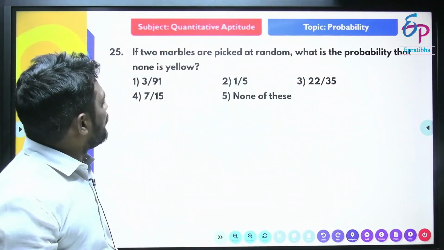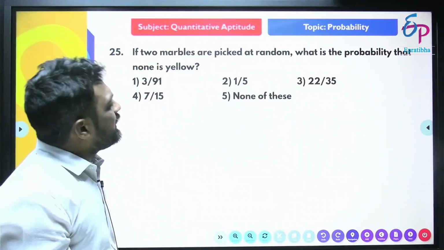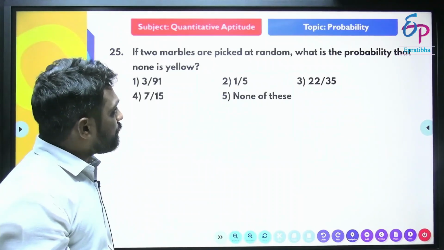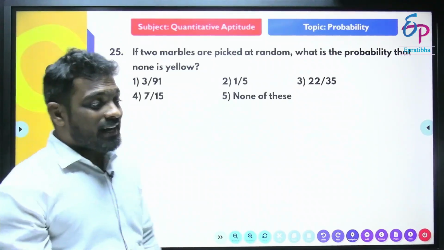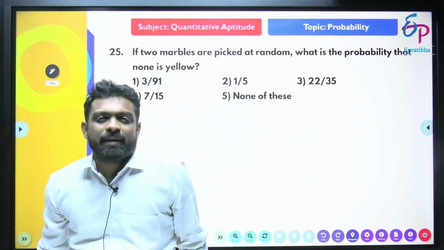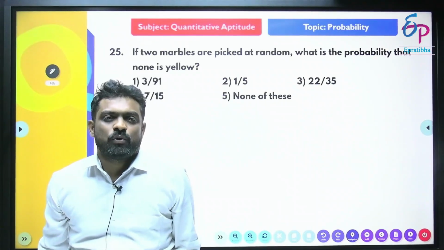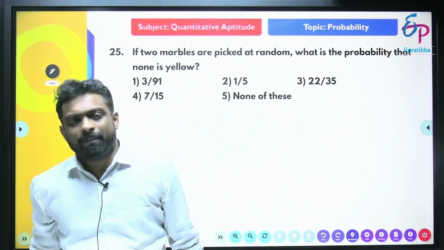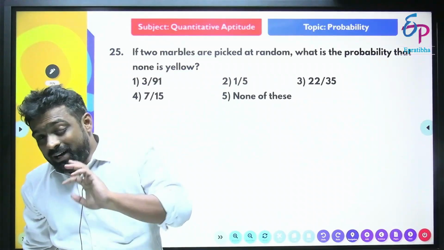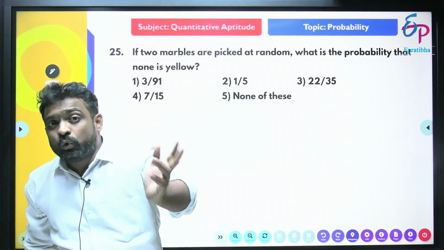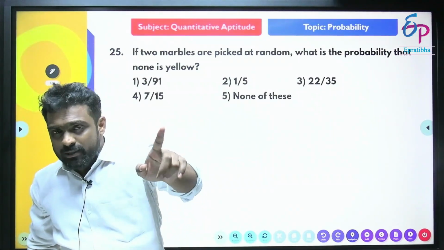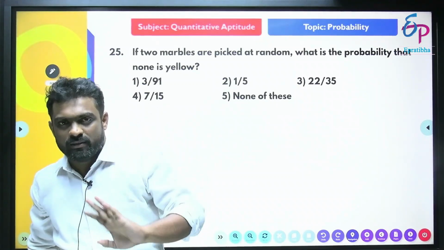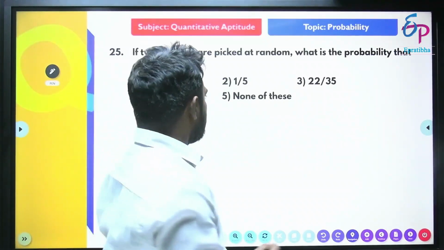If two marbles are picked at random, what is the probability that none is yellow? If we pick two marbles and none is yellow, it means we cannot pick a yellow marble. We have to pick two marbles from the remaining marbles. So yellow marbles we should not pick.